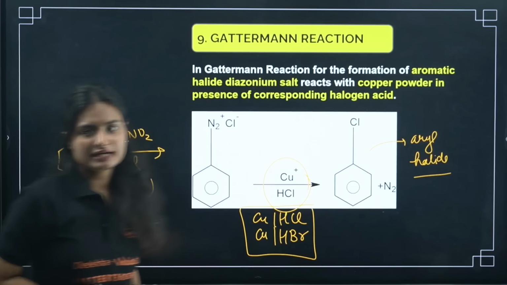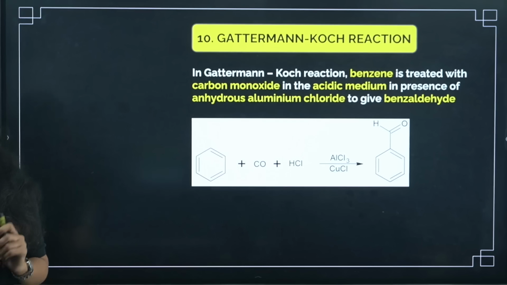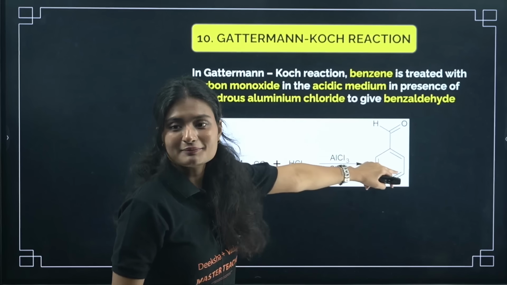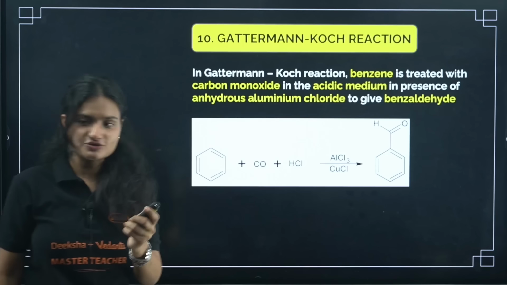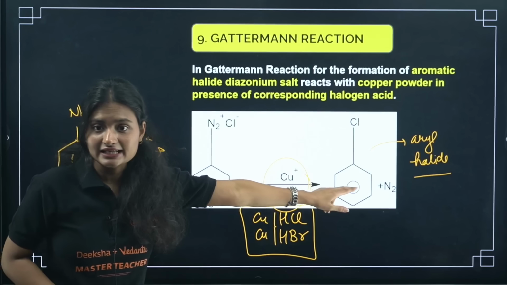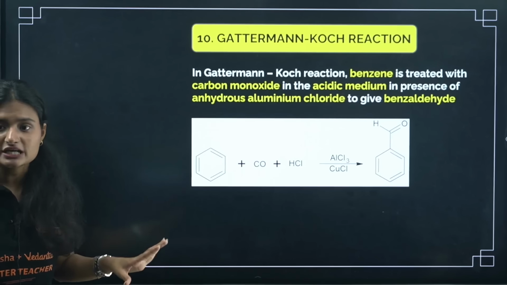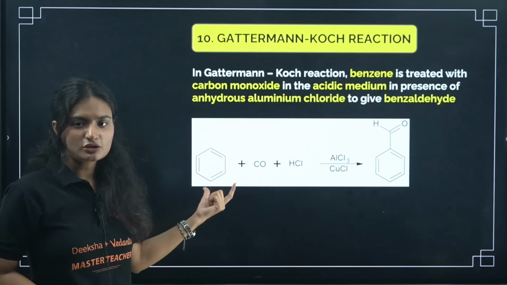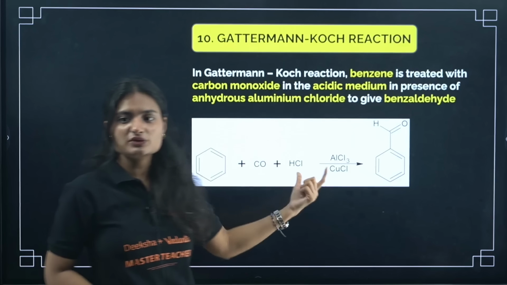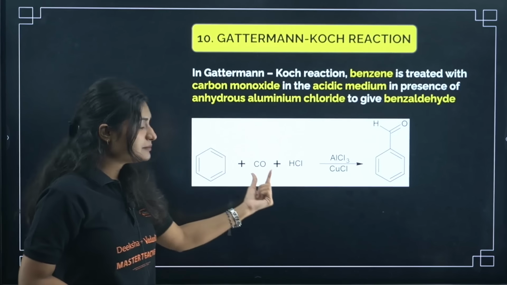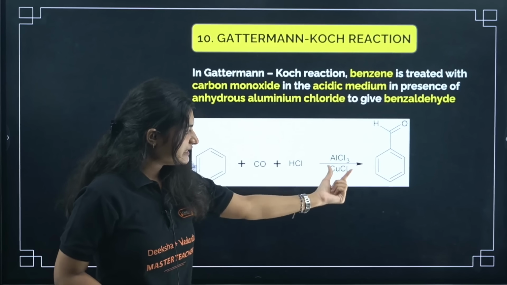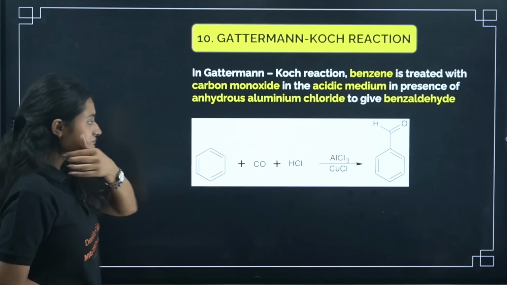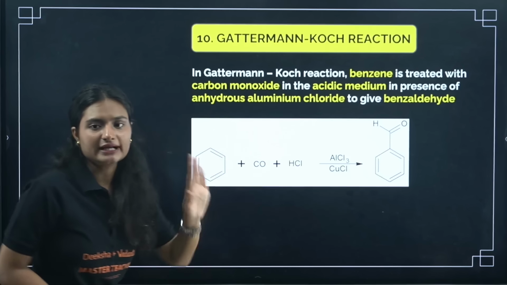That is the Gattermann reaction. Now what is the Gattermann-Koch reaction? In this reaction we synthesize benzaldehyde. In the Gattermann reaction we synthesized aryl halides, and in the Gattermann-Koch reaction we synthesize benzaldehyde. The product is totally different. Also, in that we use diazonium salt, and in this one we use benzene. Benzene, when treated with carbon monoxide and HCl in the presence of AlCl3 and CuCl, where AlCl3 is a catalyst and CuCl is a co-catalyst, gives benzaldehyde. That is your Gattermann-Koch reaction.